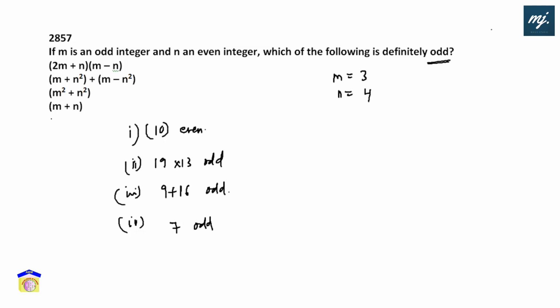If I change these values, let's see, M plus N, M is an odd integer and N is an even integer. These things can be even, but M plus N cannot ever be even because M is odd and N is even. I'll go with option D.